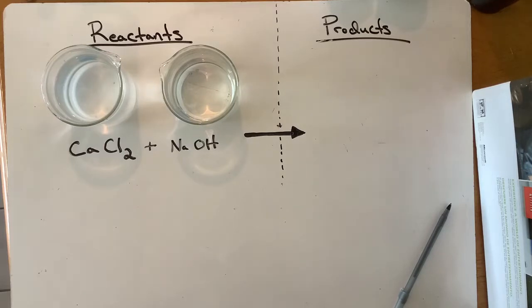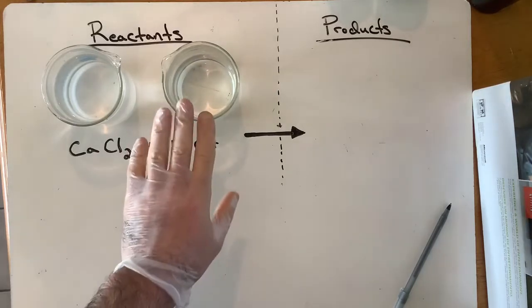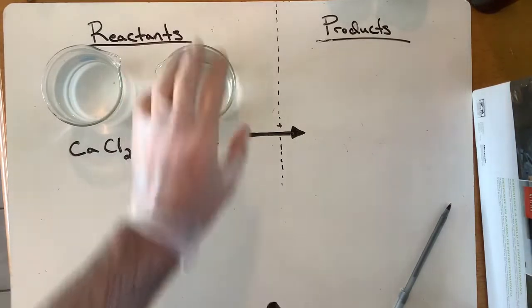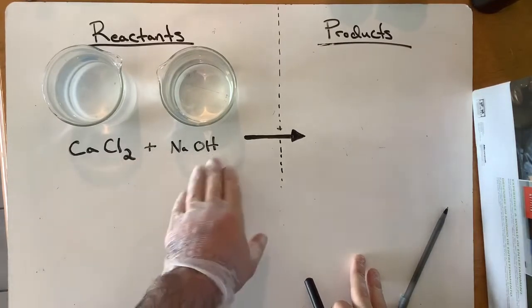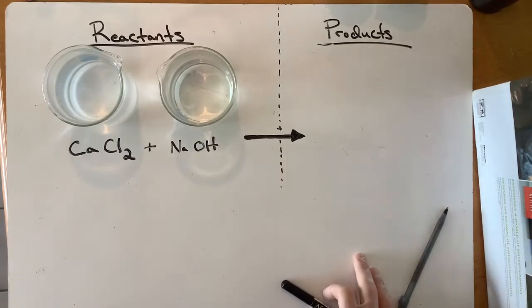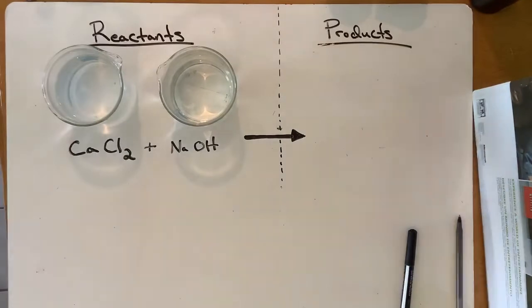In fact, some people have used this stuff to try to dispose of bodies after a murder, to try to cover up the evidence. This is called lye in non-scientific terms, and you do not want to get this stuff on your skin. It'll give you a really bad chemical burn. Okay, so I've got my two reactants, calcium chloride and sodium hydroxide. And I'm going to combine those for you now so that you can see the chemical reaction take place.